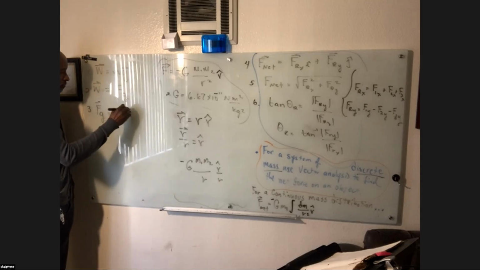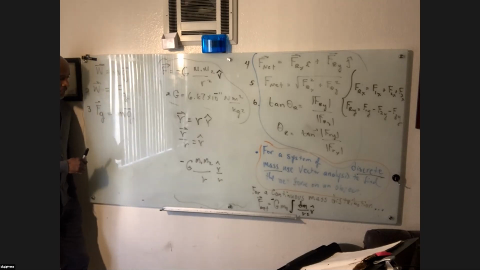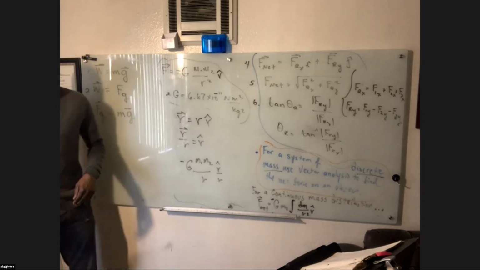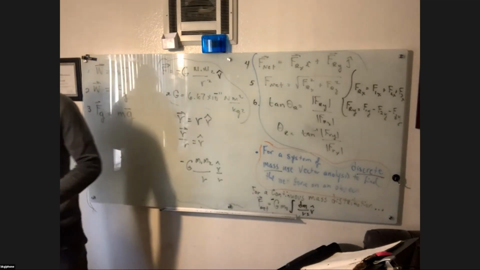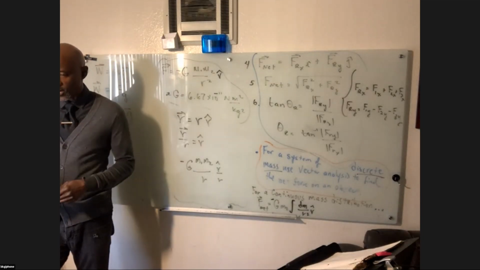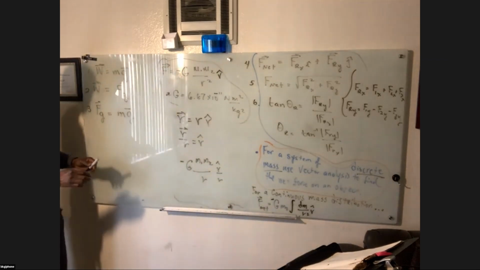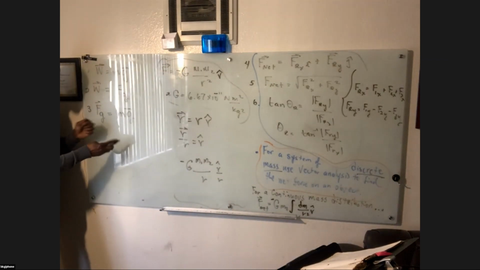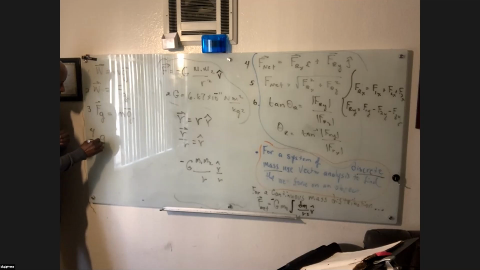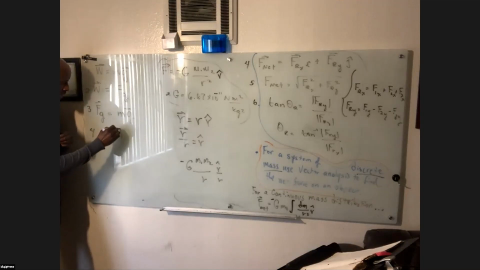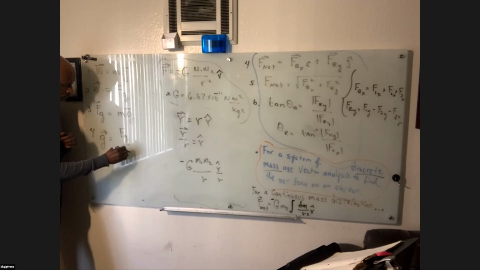Now, if I have an object, I think I might have asked you this in class before, but let me ask you again. Brian, why don't you answer this? Well, actually, first of all, let me solve this for g. That g is equal to Fg over m.